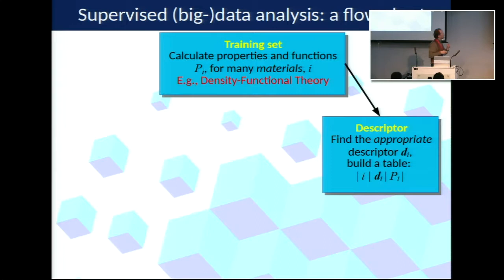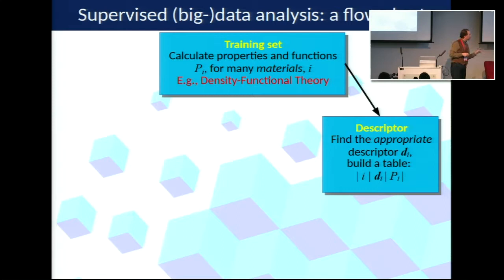The next crucial step is to assign to each data point a descriptor. So we are typically after a property. I put supervised here because this is the specific flowchart for supervised learning. You also have unsupervised learning, which I will not touch almost at all today.